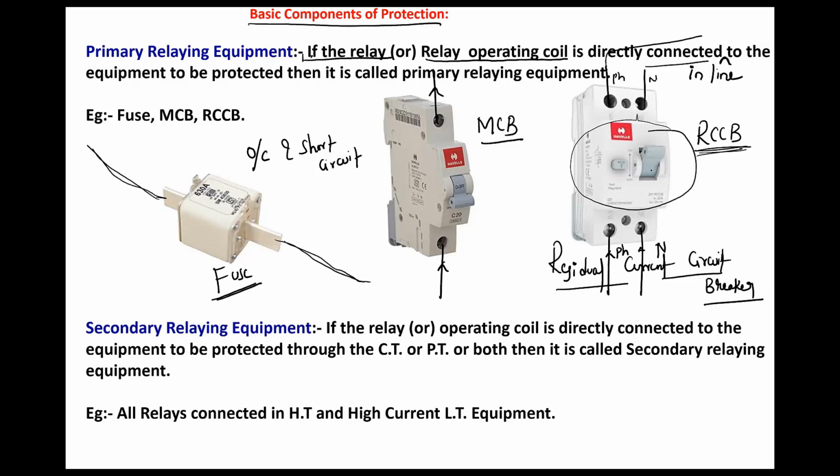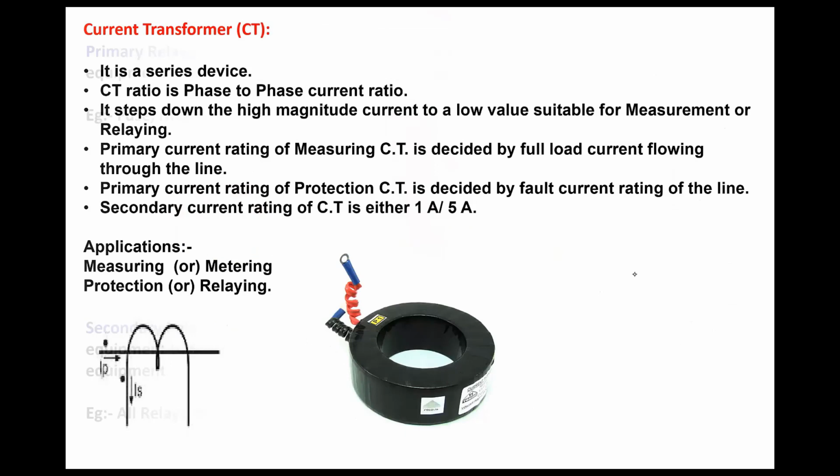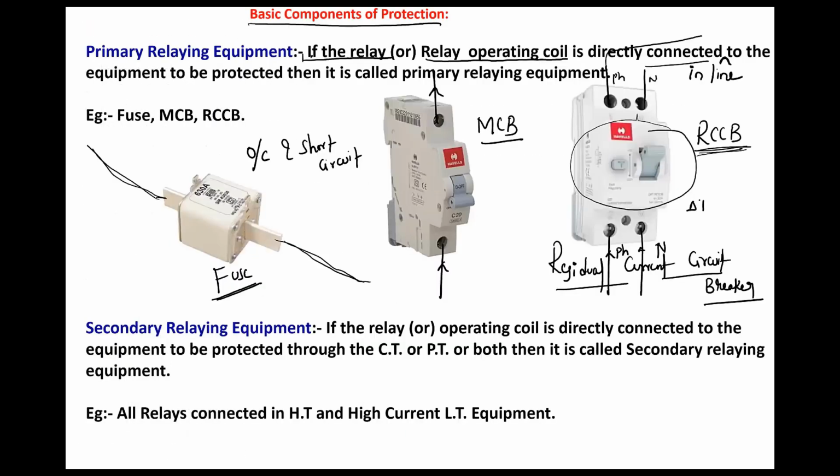Usually for household ratings, delta IN means 30 milliamperes. If there is any leakage current above 30 milliamperes, then this RCCB will trip and safeguard human life. Understand? Since they are directly connected to the circuit which they are protecting, they are called primary relaying equipment. Usually, in low voltage only we can use such equipment.